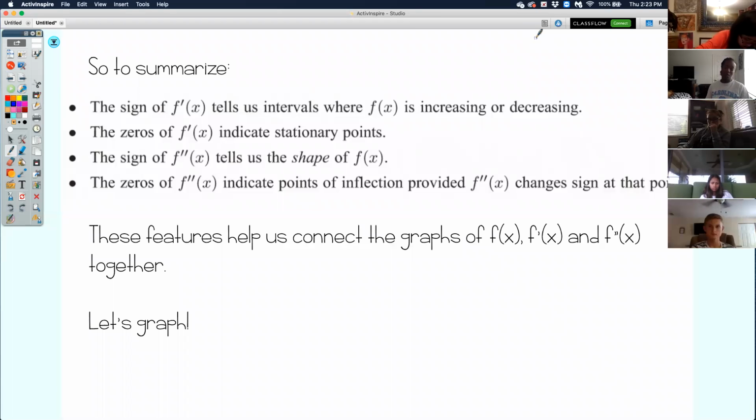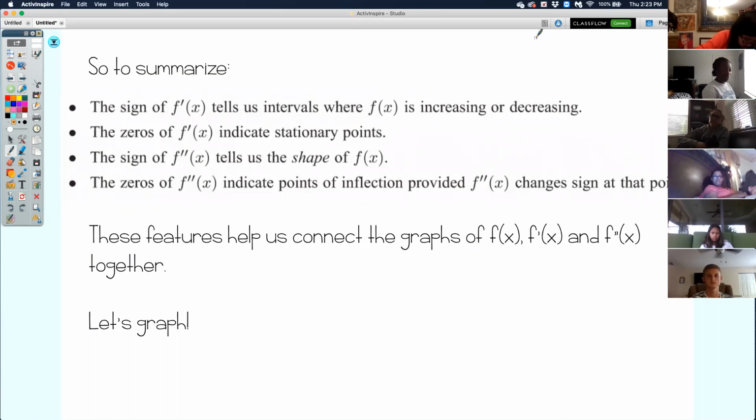To summarize from all the features that we've talked about so far, the sign of the first derivative tells us the interval where the original function is increasing or decreasing. The first derivative also tells us the stationary points, and this is when we have zeros on our first derivatives. That's when the first derivative is equal to 0. So then that would be zeros of the first derivative indicate stationary points. Those are your maxes and those are your mins. Potentially stationary inflection. It just kind of depends on the shape.